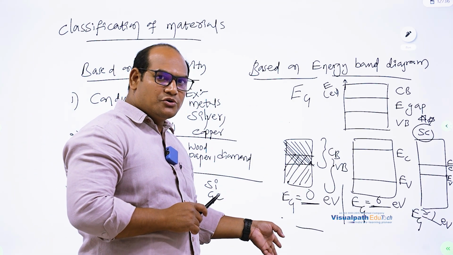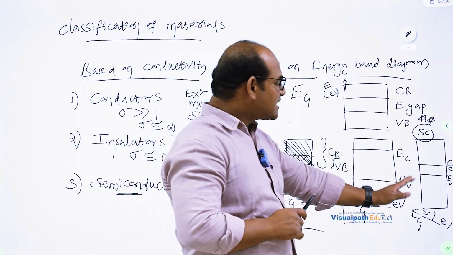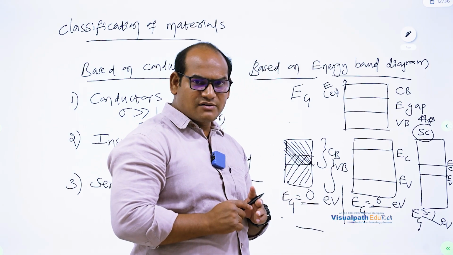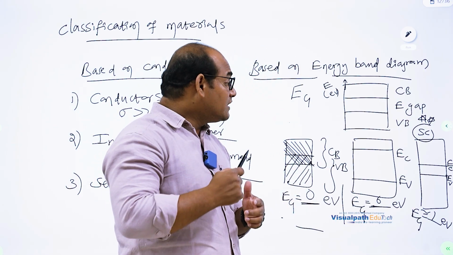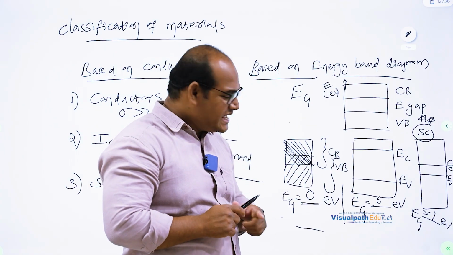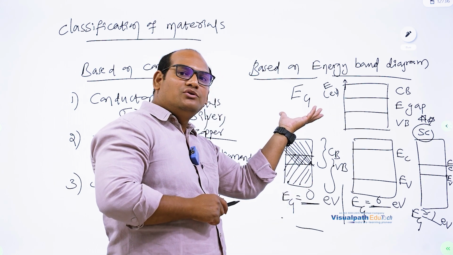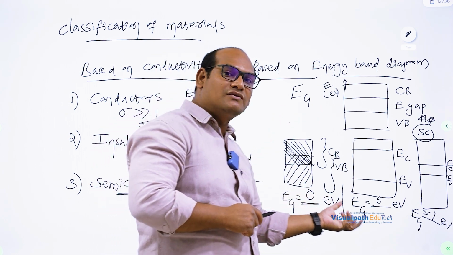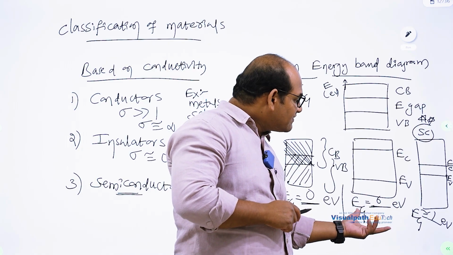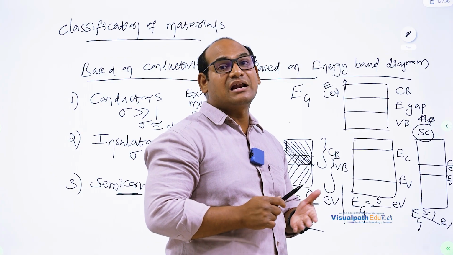Now coming to this one. When Eg is 0, conductor. When Eg is around 6 electron volts, that is an insulator. When Eg is around 1 electron volt, that is a semiconductor. When you have 6 electron volts, what is the meaning of that? In the case of the conductor, if you provide the external energy, all the electrons easily jump into the conduction band. Here, what will happen? Even if you provide so much external energy, the electrons available in the valence band cannot jump into the conduction band. It is not at all possible.